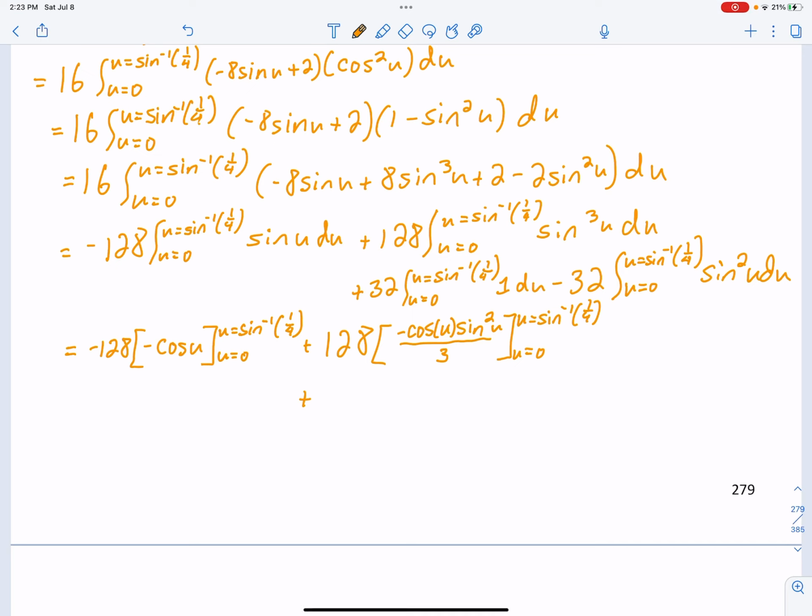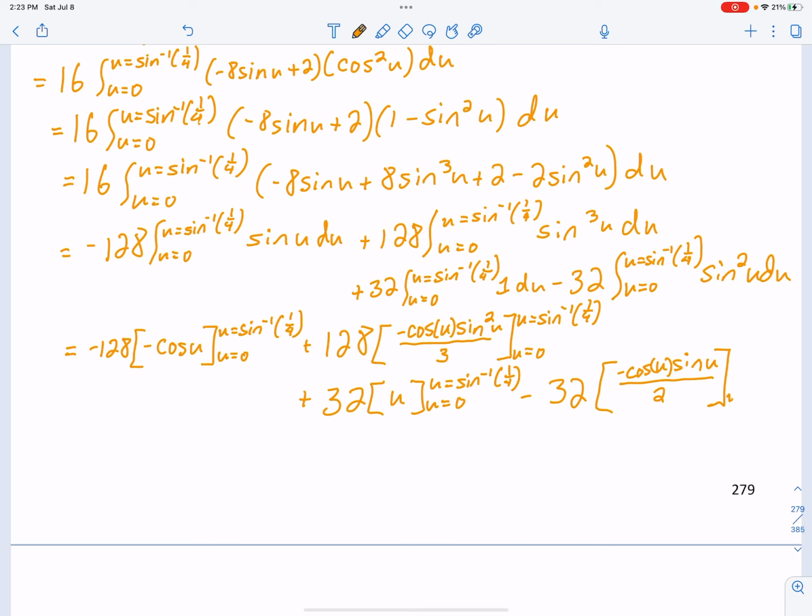All right, plus the next thing is just our u's, so 3, 2, we get a u, and then we run it from 0 to inverse sine of 1/4. And then our last thing, minus 32, use the reduction formula here. This is, okay, m is 2. Then I got negative cosine of u, sine of u. And that's ran from u equals 0 to u equals inverse sine of 1/4. I made it.